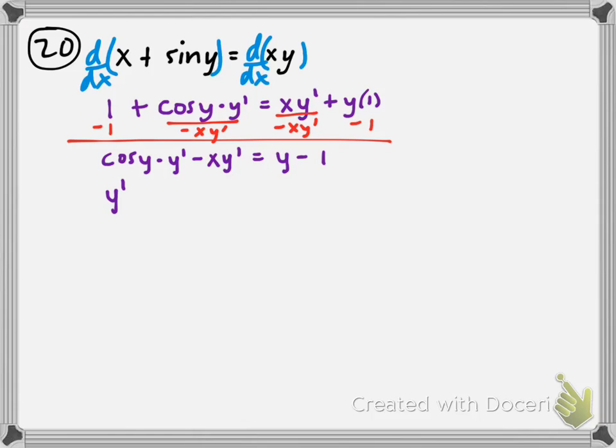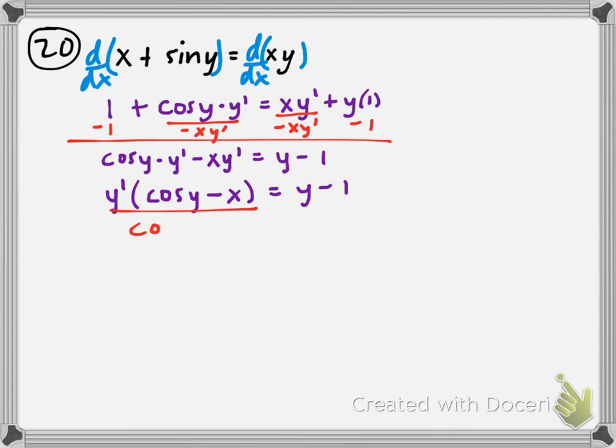Okay, so step 3 of the implicit process says that we're going to factor out that y prime from all the terms that have a y prime in them on the left-hand side. Factoring y prime out of the first term leaves us with a cosine of y. Factoring out a y prime from the second term leaves that minus x. And the right side is still just that lonely y minus 1.